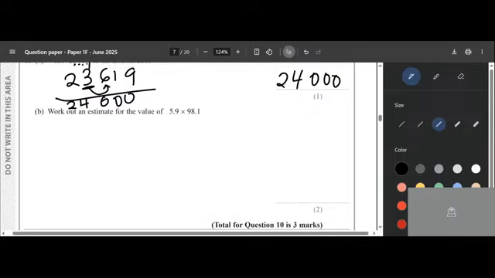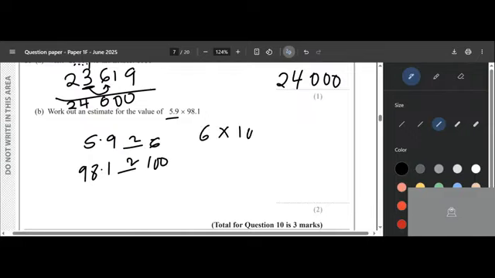I'm told to estimate the value. So to estimate, you just bring it to the nearest number that can make it a whole number. So let me just estimate 5.9 to be almost equal to 6 as a whole number. And 98.1, you see, it's approximately 100. So if I multiply 6 by 100, this one gives me 600. So that's just an approximate value for this answer.